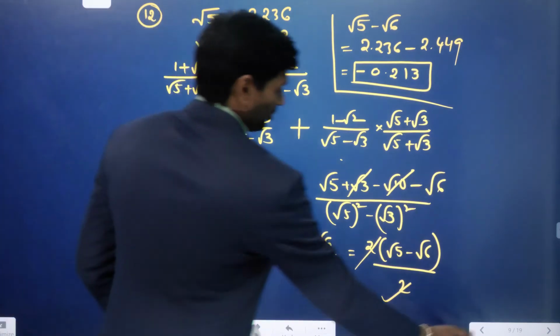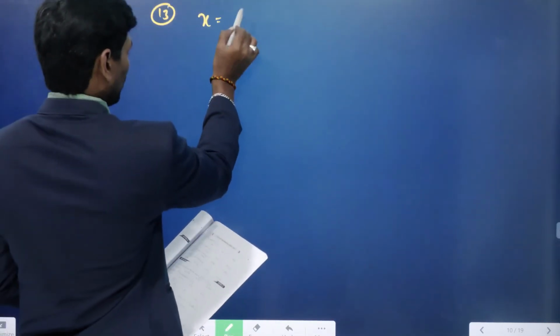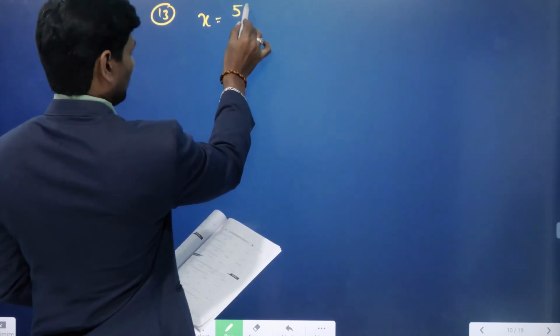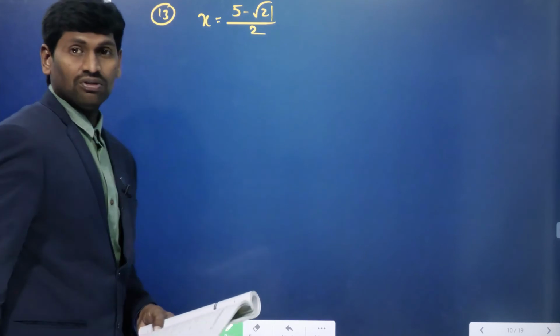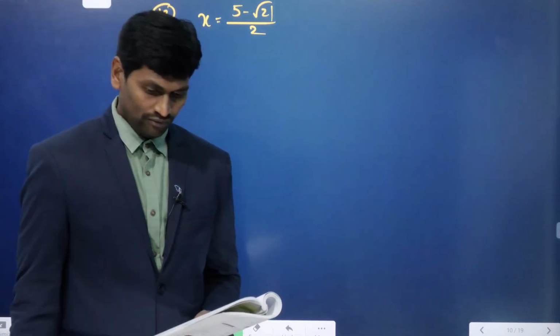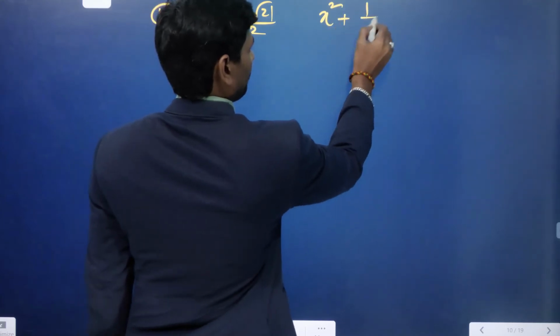Yeah. So question number 12 is over, now 13. In the 13th one, the x value is given. Similar models I am just leaving here. So x is 5 minus root 21 by 2. Now we need to identify the value of x square plus 1 by x square.